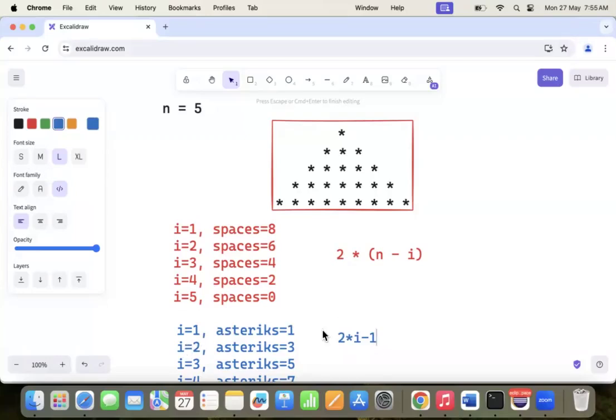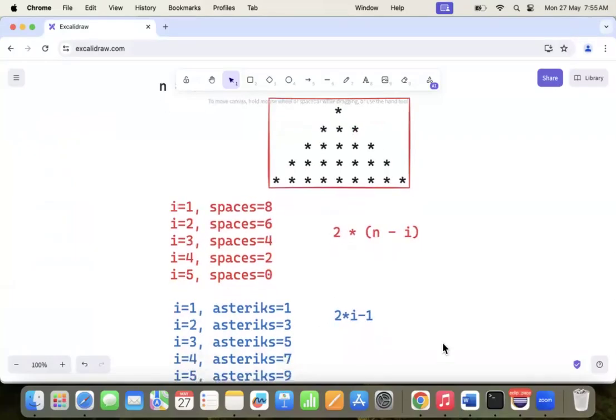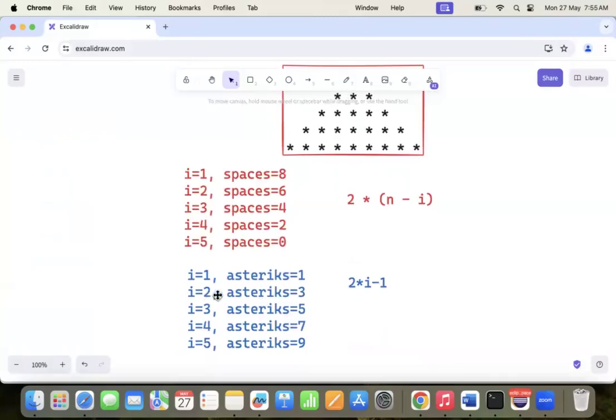In the second row, i value is 2. 2 into 2, 4. 4 minus 1, 3. In the third row, 2 into 3, 6. 6 minus 1, 5. In the fourth row, when i value is 4, first 2 into 4 is calculated, 8. 8 minus 1 will be 7. In the fifth row, 2 into 5, 10. 10 minus 1, 9. 9 will be the asterisks.